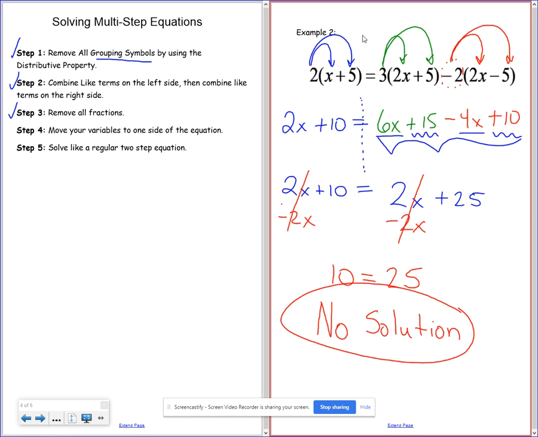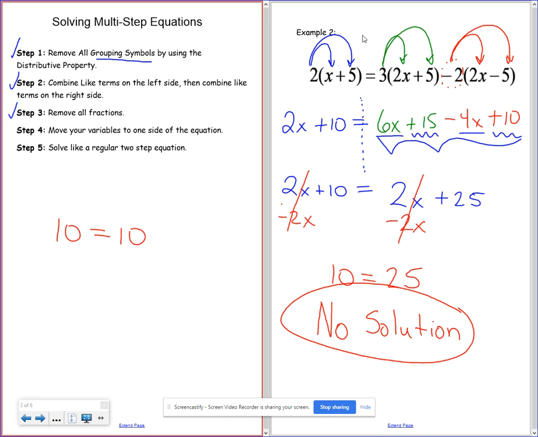If we would have had the problem and worked it out, we would have got 10 is equal to 10, then this has a solution. If you do get a problem where the variables cancel out and you get like 10 equals 10, or 5 equals 5, or 0 equals 0, then the solution is infinitely many solutions. Because every value of x works. It's all real numbers. Every real number works.